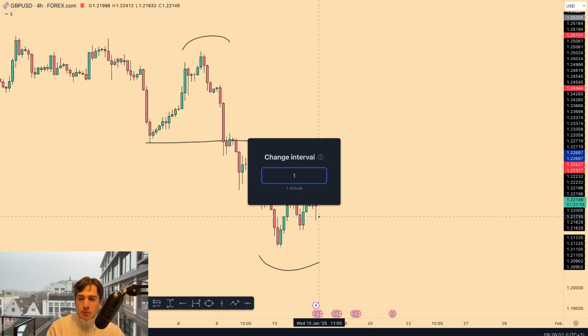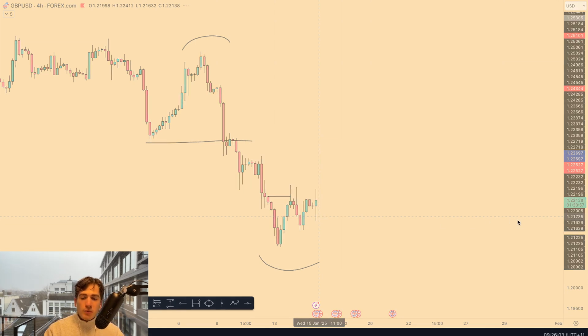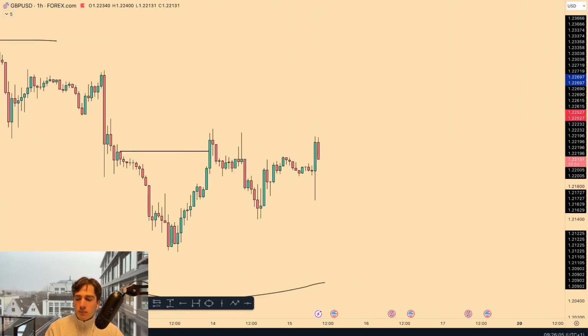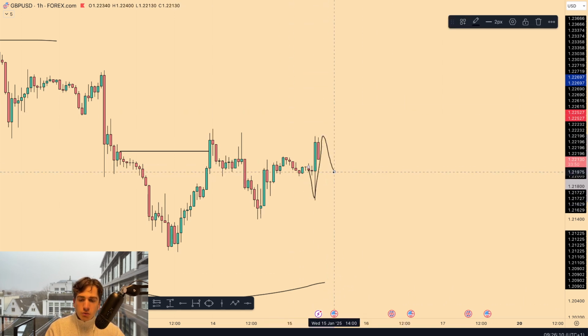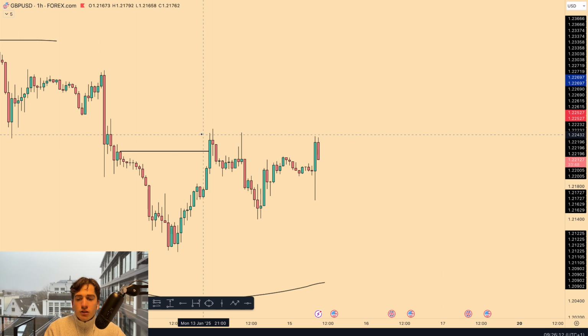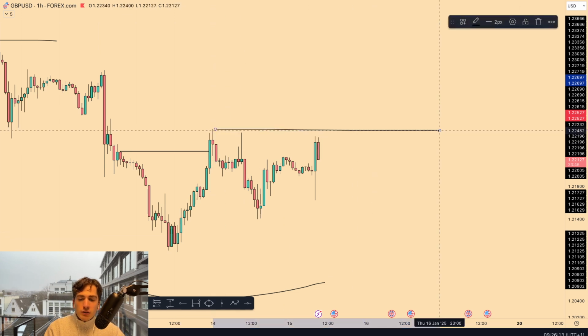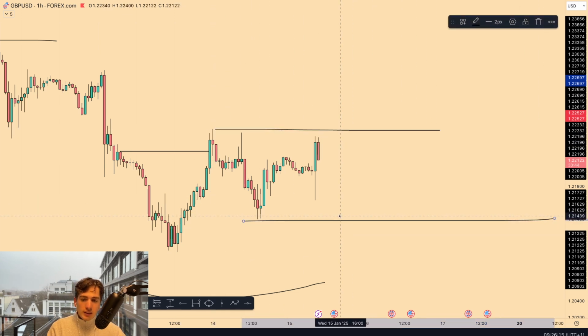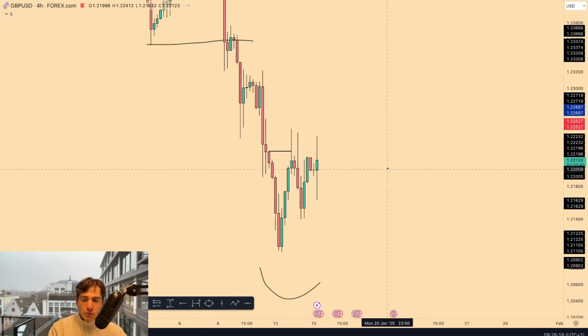You can see a lot of manipulation here on the lower time frame with those numbers coming out in Great Britain. You can see here, push down, push up, now it's pushing down again. I think it's just going to consolidate inside of this range over here until we see those US numbers come out, and then we're going to see the real move happen.